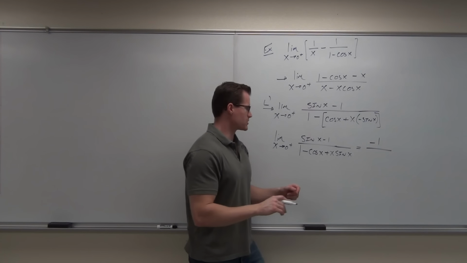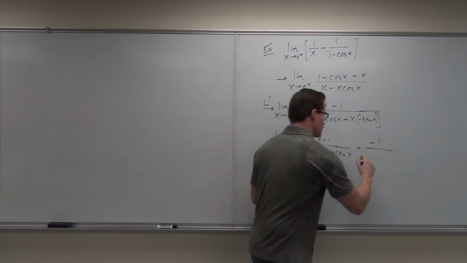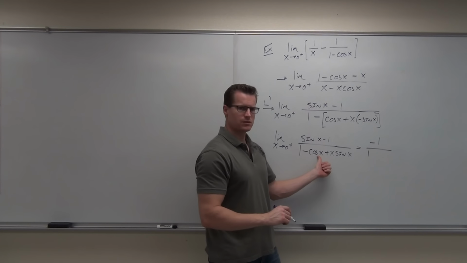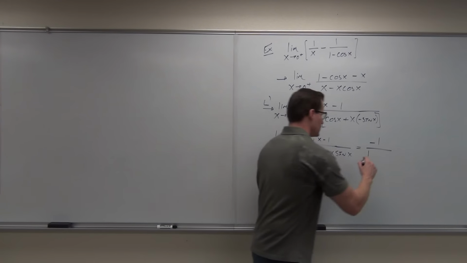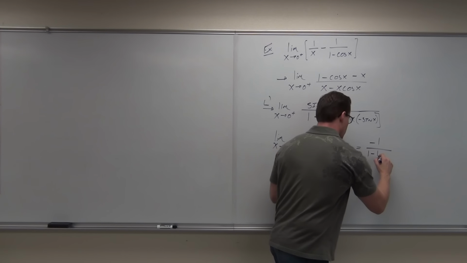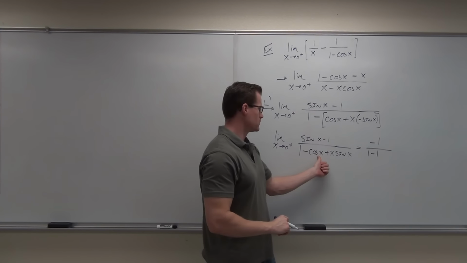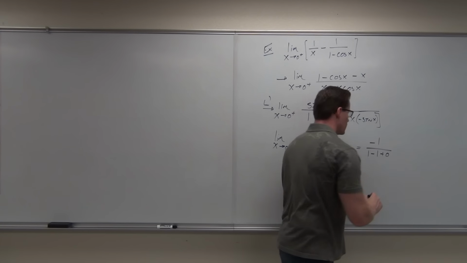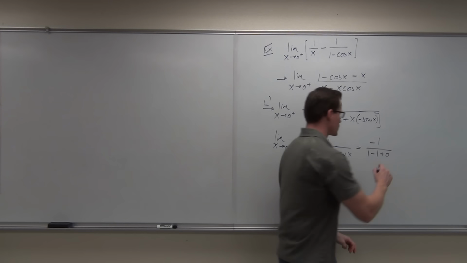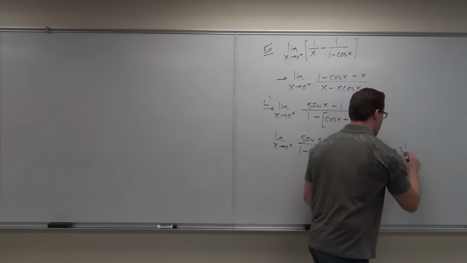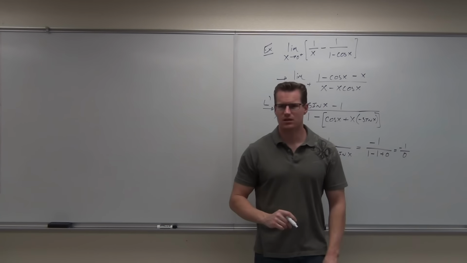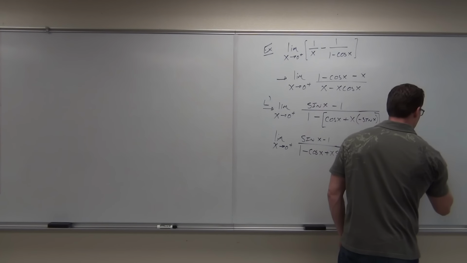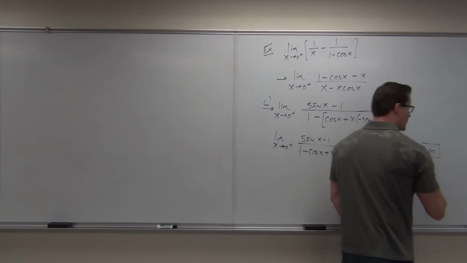On the denominator, let's do this. I've got a 1. How about cosine of 0? 1. Minus 1 plus 0. So it'd be -1 over 0. Negative 1 over 0, so negative infinity. Negative infinity. Exactly right.